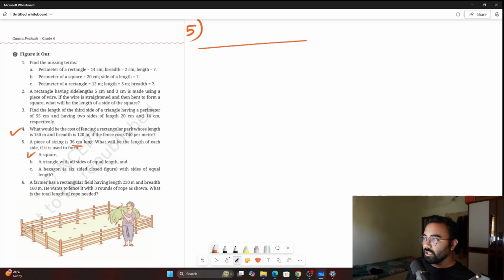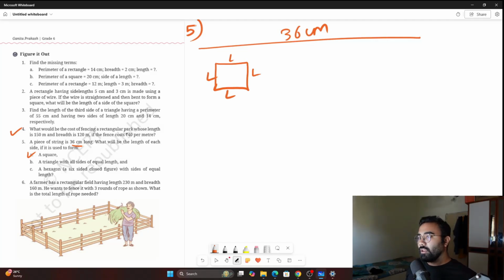Okay, so there is a string. This string is 36 centimeter long. Now I'm folding this string to make a square. Okay, so the square will have, let's say, length of L, L, L, L. All the sides in a square have equal measurement. Okay, so I can write this. Now one thing is, if you folded this into a square, the perimeter must equal 36 centimeter, because the total length of the thread is 36.